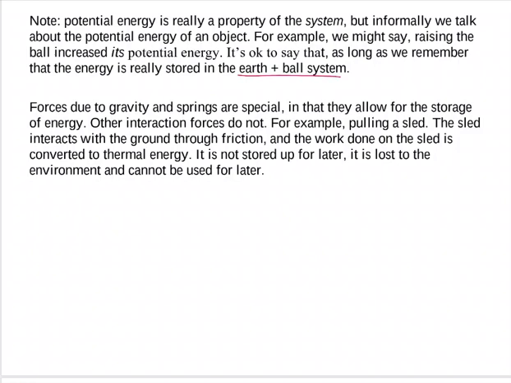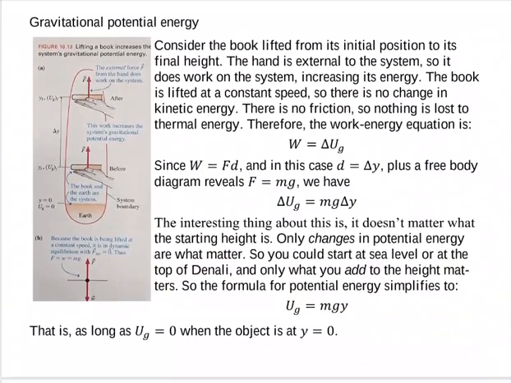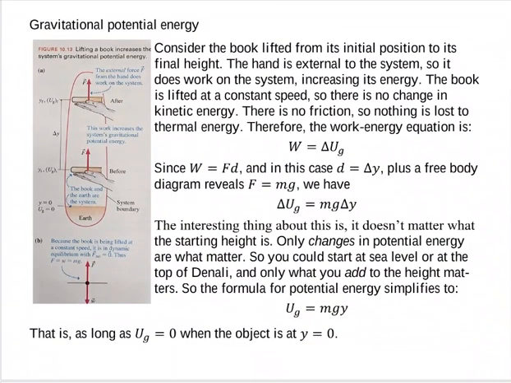So, for example, pulling on a sled. The sled interacts with the ground through friction, and the work done on the sled is converted to thermal energy. So it's not stored up for later. It's lost to the environment. And because it's lost to the environment, we can't use it for later. So that's kind of a bummer. We're losing energy out of the system. That's why we always have to think of what the system is, and whether we are storing energy within the system. So don't just think of it as an object.